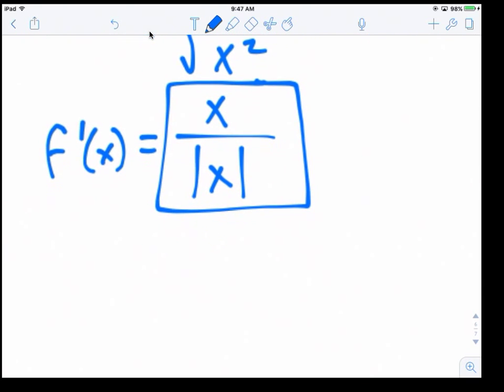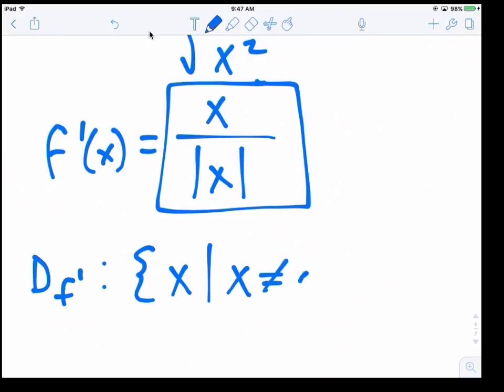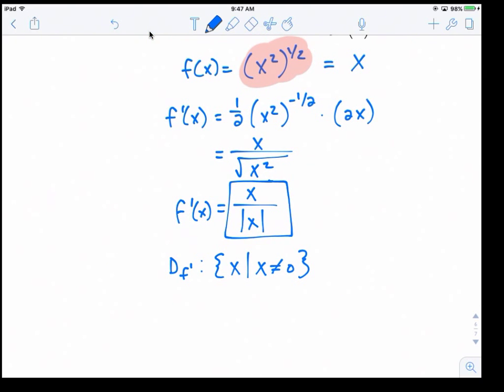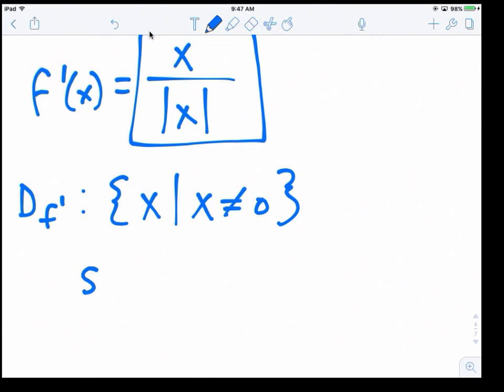All right, so what's the only value that I can't find the derivative at? 0. Why not? Zero over 0, and then you also know absolute value of x has a what at x equals 0? Sharp turn. Right. So your domain for your f prime excludes 0, right, because you have a sharp turn.